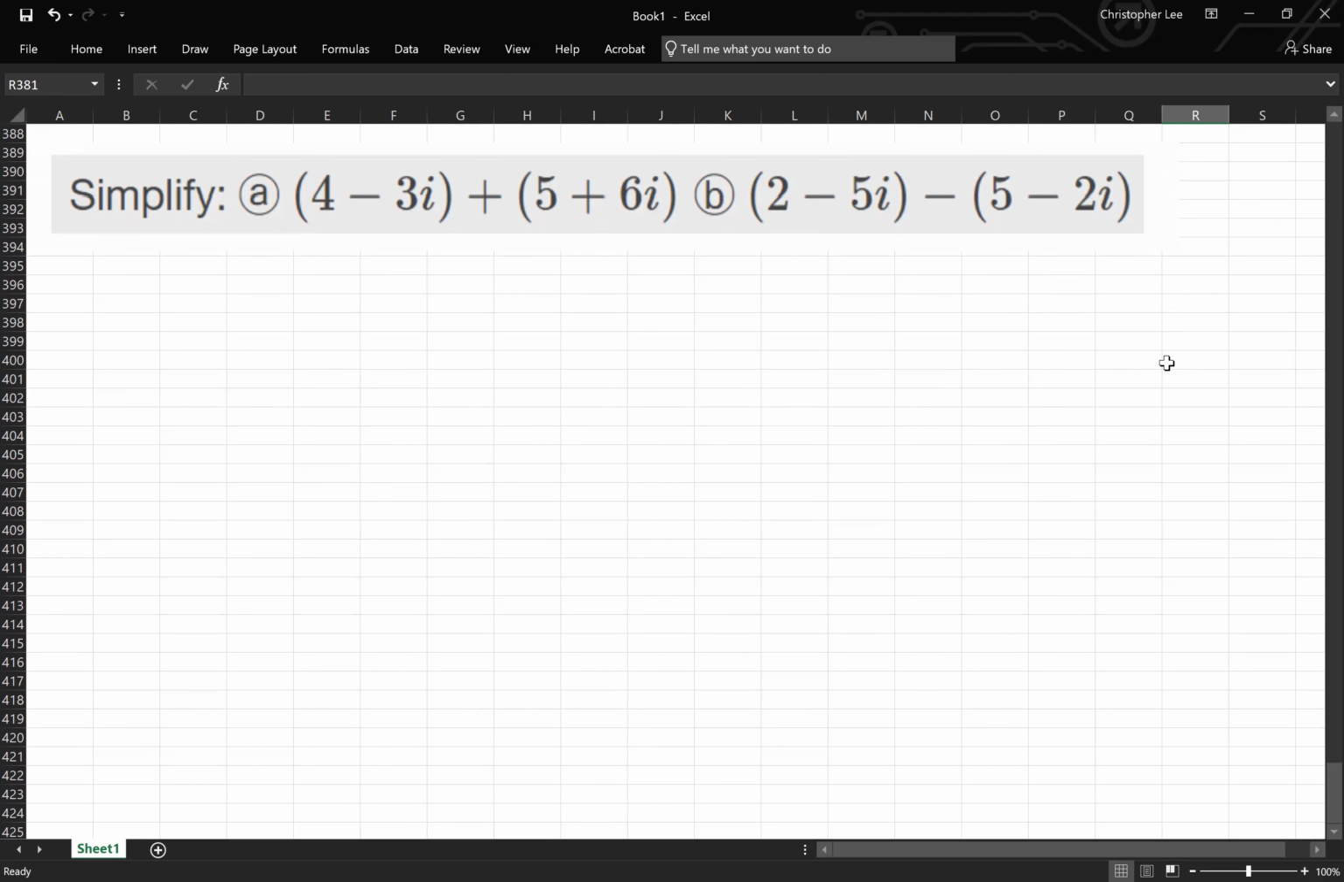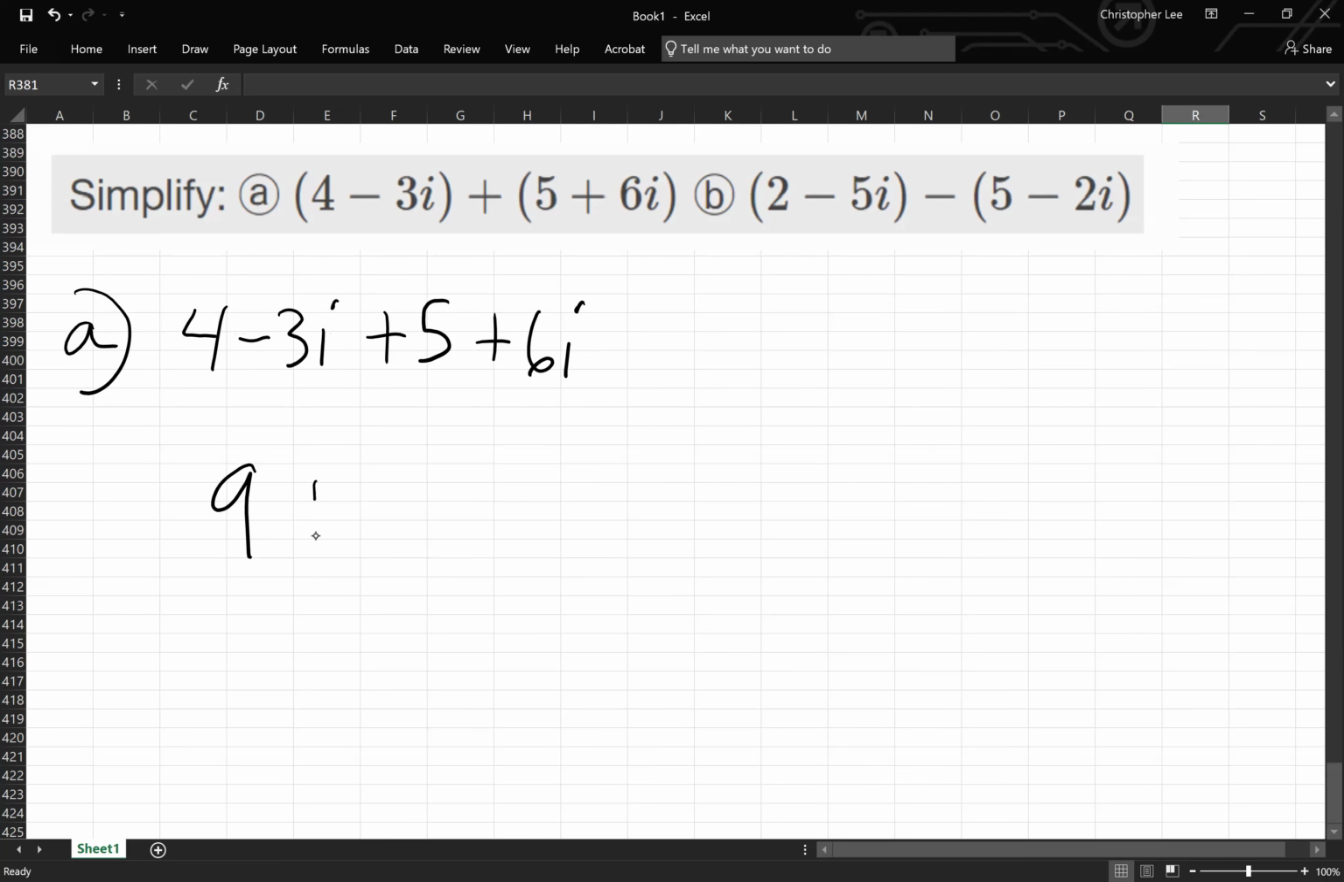All right, let's try it out. So remember, we're doing addition. So this is just basically 4 minus 3i plus 5 plus 6i, right? In a sense, you're just combining like terms. What's 4 plus 5? 9, right? And then what's negative 3i plus 6i? Positive 3i. That's it. And that's my final answer. Is there any questions on this? Just kind of combining like terms, you know?